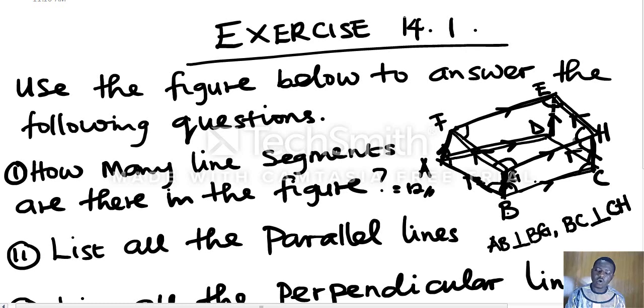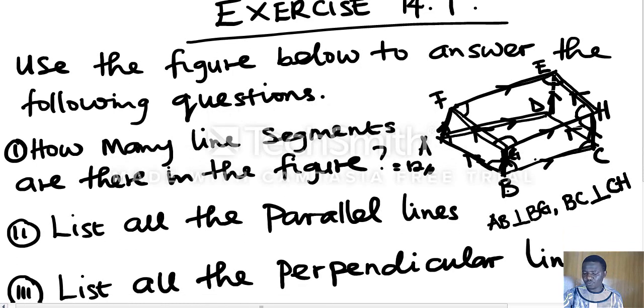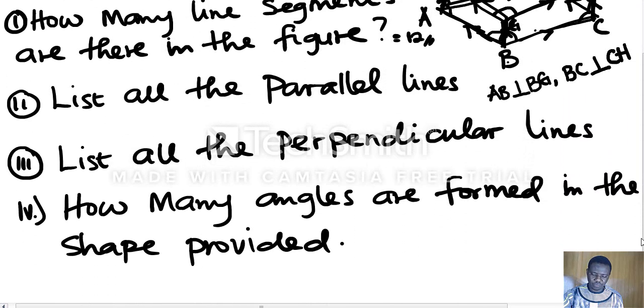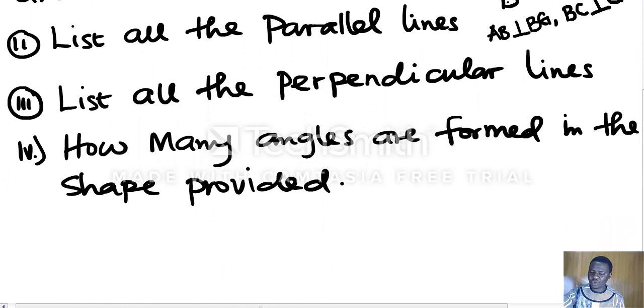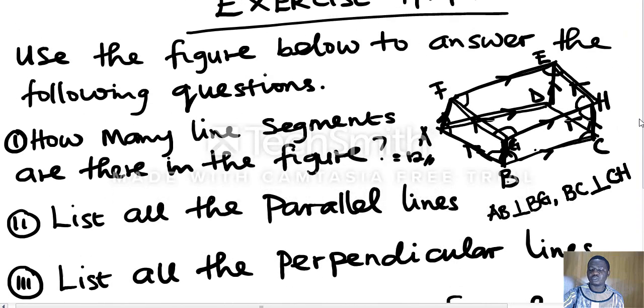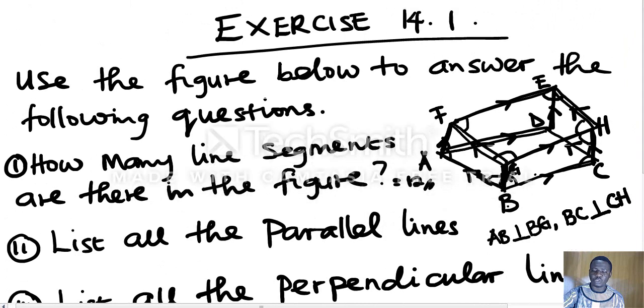So for every face, we have 4 angles, and if you multiply it by the number of faces you have, 1, 2, 3, 4, 5, 6, that is 6 times 4, which will give you 24. So we have 24 different angles that have been formed in this cuboid.